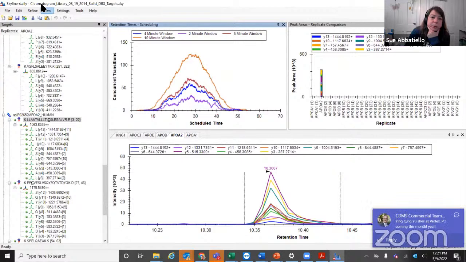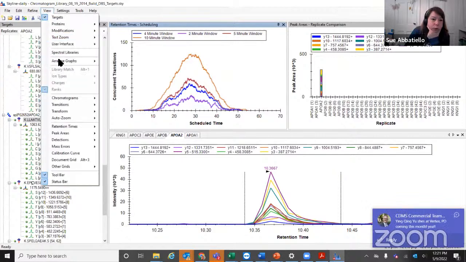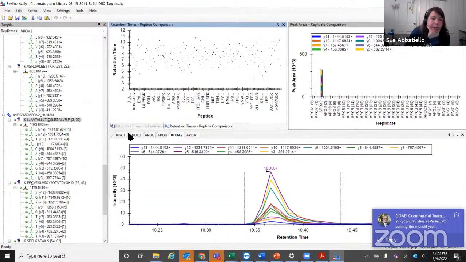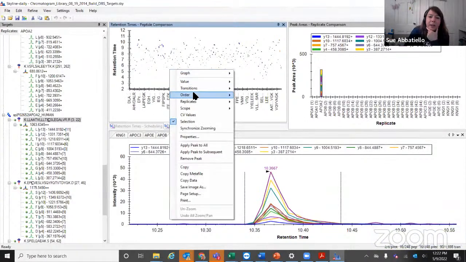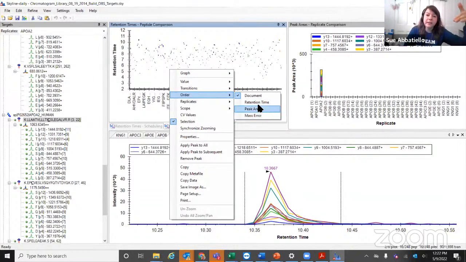If you go to view retention times, I can look at the peptide comparison. And so this is adding a tab to that area, and it's looking at all the different retention times on the y-axis and all the different peptides on the x-axis. Then I can go through and sort. Right now it's sorted based on that peptide's location in the document on the left-hand side.